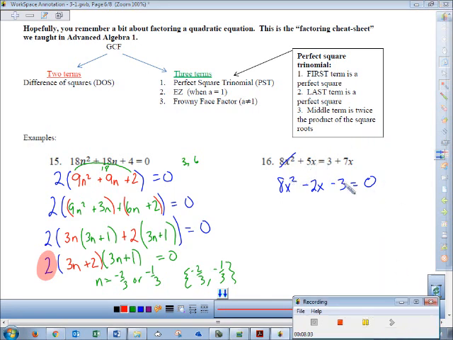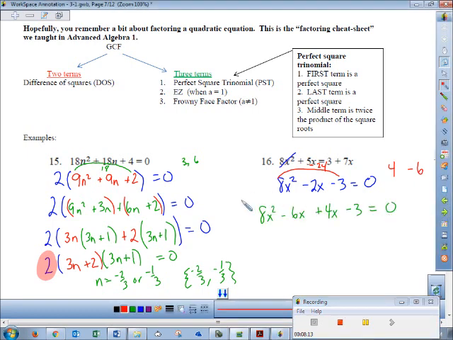Alright, so it was a frowny face. There was no GCF to take out either. So two numbers that multiply together to be negative 24 and add together to be negative 2 are 4 and negative 6. And then I split it into 4 terms.